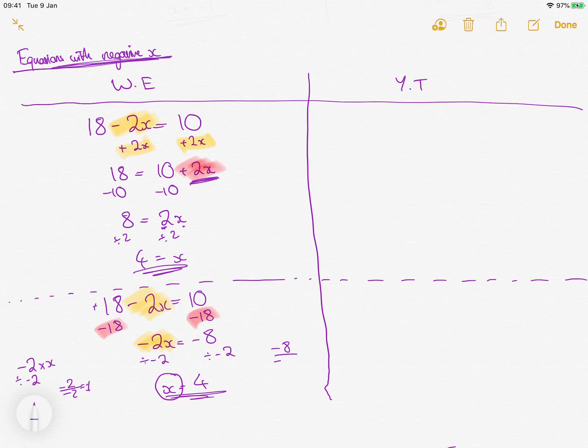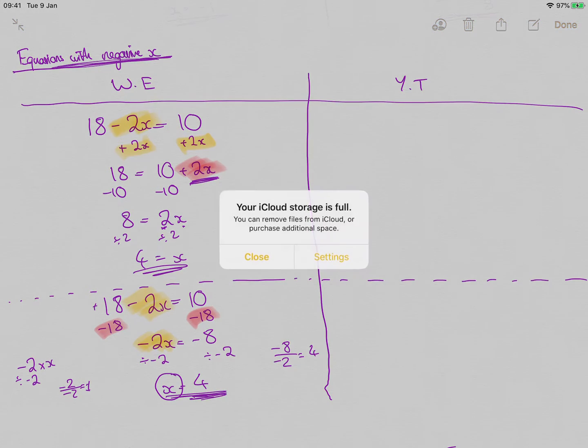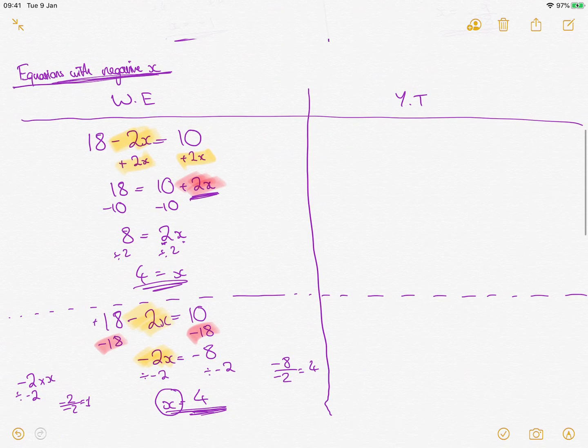Negative 8 over negative 2. Negative divided by negative is a positive. So that's how I get my answer of 4. As I said, that requires good knowledge of your negative numbers.